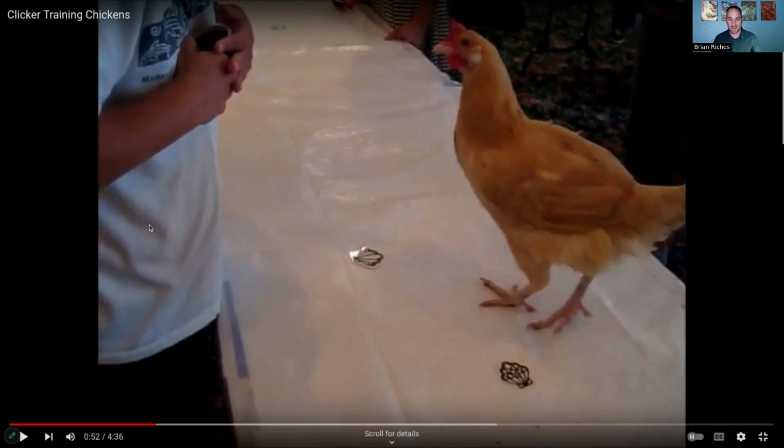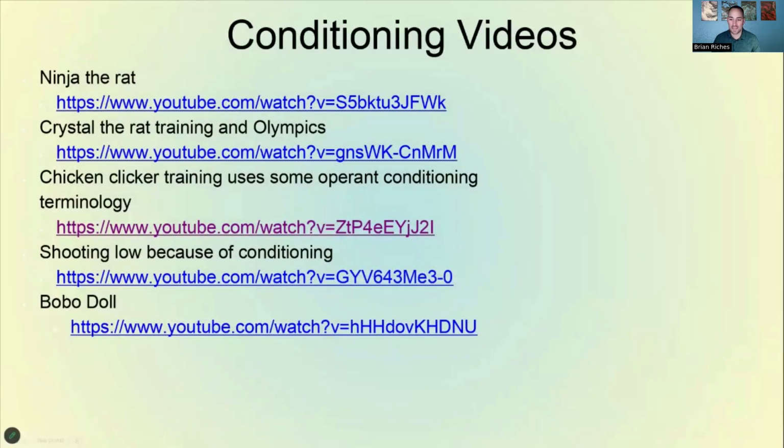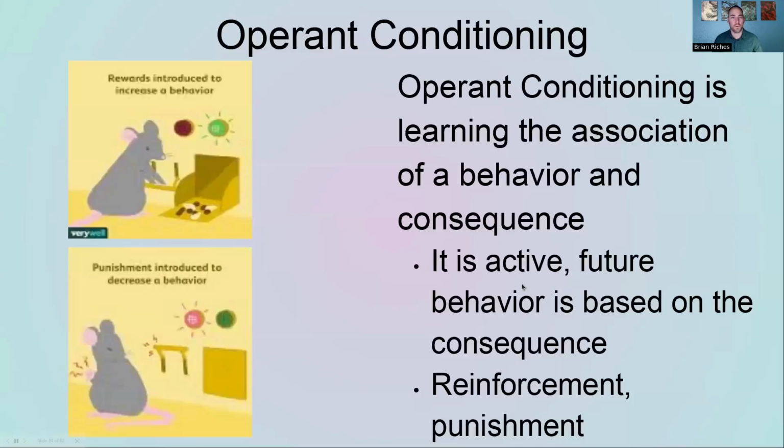So I like hearing that chicken getting a little mad from the process, that it's not getting its reinforcement when it thinks it should be getting its reinforcement. Makes me think of training velociraptors in the recent Jurassic Park movies as well. So we'll use this as an example and a bunch of other examples as we get into operant conditioning.